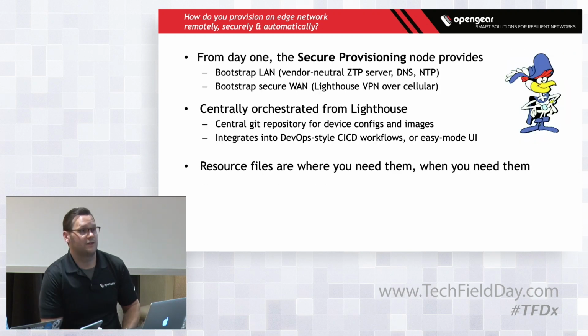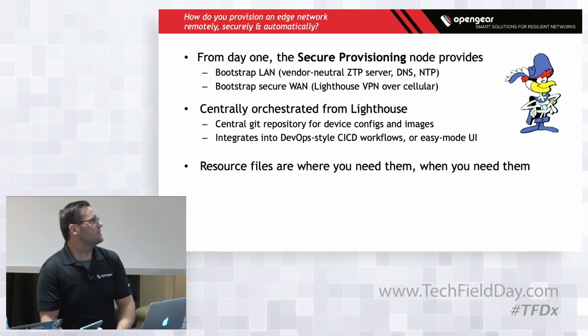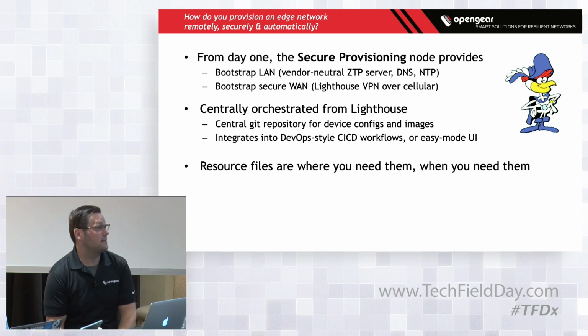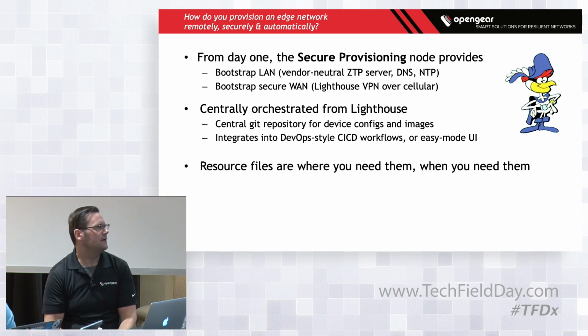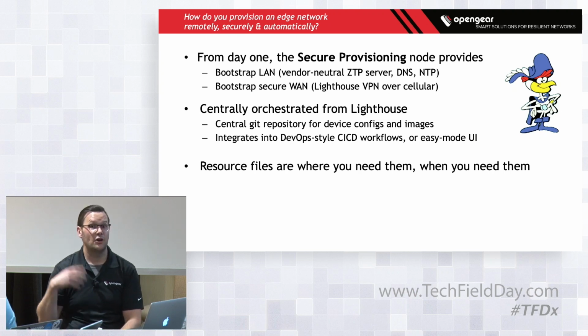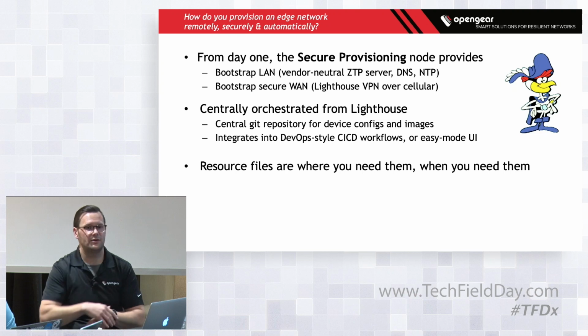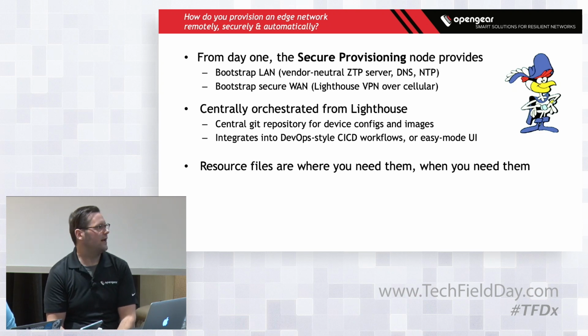So this is the problem that secure provisioning attempts to solve. Basically what secure provisioning does is it turns your Opengear node into a day one provisioning node. It acts as a bootstrap LAN. It runs a DHCP server with all the ZTP file services, so things like HTTP, HTTPS, and TFTP to serve all those initial configs, and also provides a DNS relay back into your central network via Lighthouse, and an NTP service, because devices that are booting up and generating certificates need a correct time.